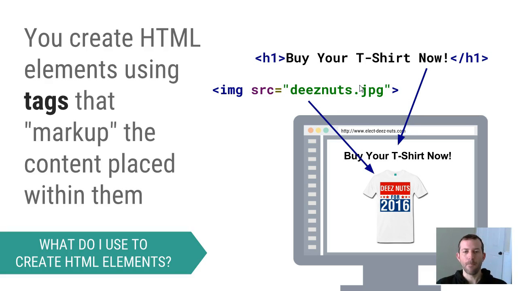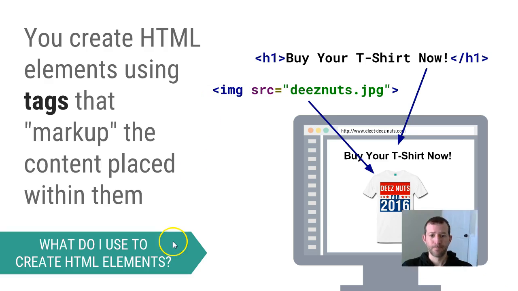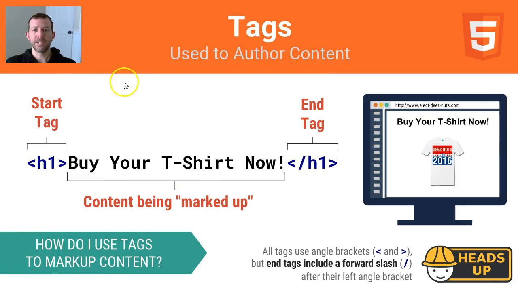Once again, web pages are made up of HTML elements. You place elements on the screen using what are called tags. You will see start tags, end tags, and sometimes you will see elements that only have a start tag. What does a tag look like? Remember, the tag is used to author content for your web pages. You want to put an HTML element on your page, you need to use tags.